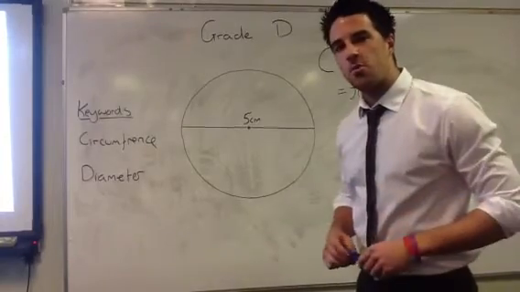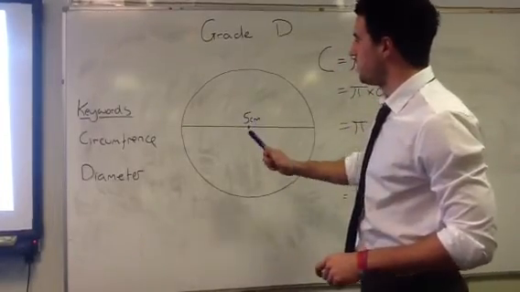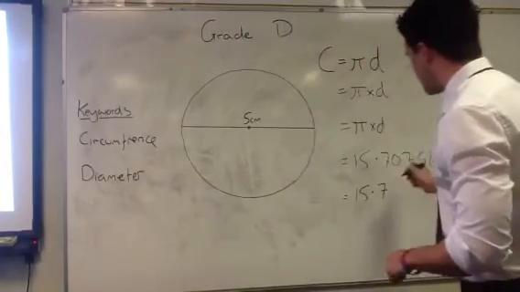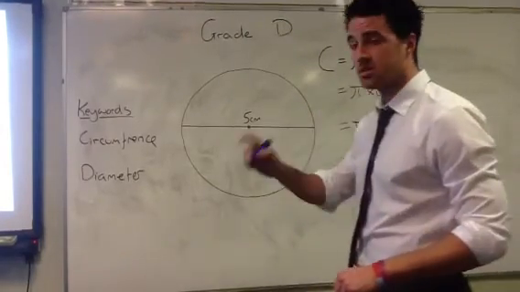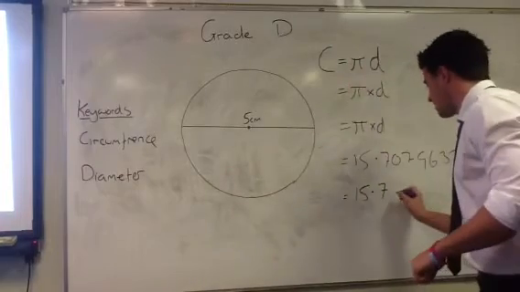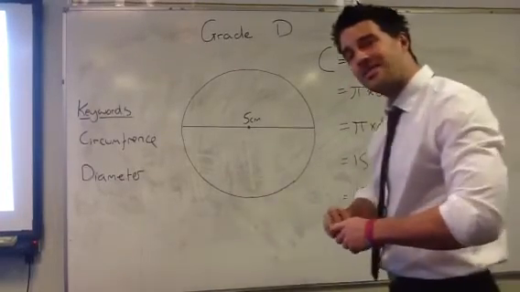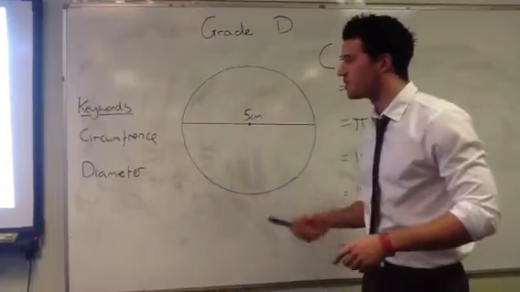Now, to get my final mark for the question, I need to remember my units. We're dealing with centimetres in this question, so therefore, as my answer, I must remember that the circumference, because it's just a length, is in fact 15.7 centimetres. And that, ladies and gentlemen, is finding the circumference of a circle.